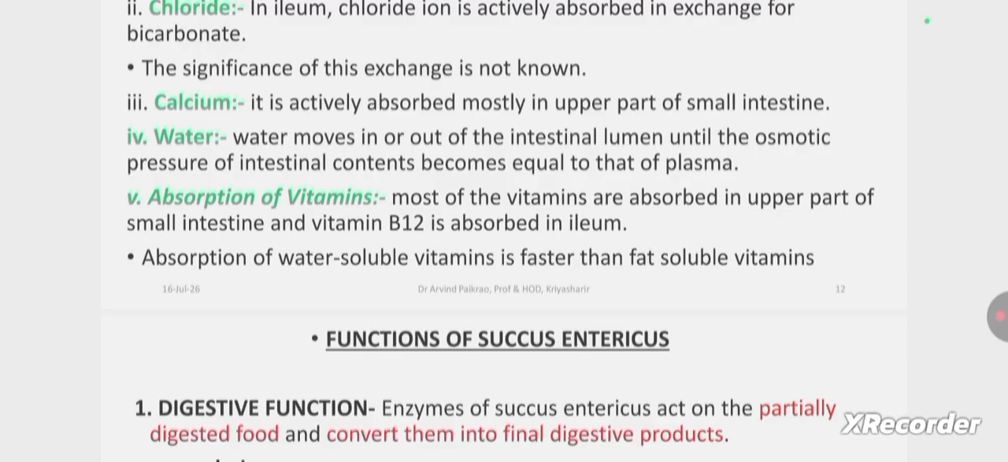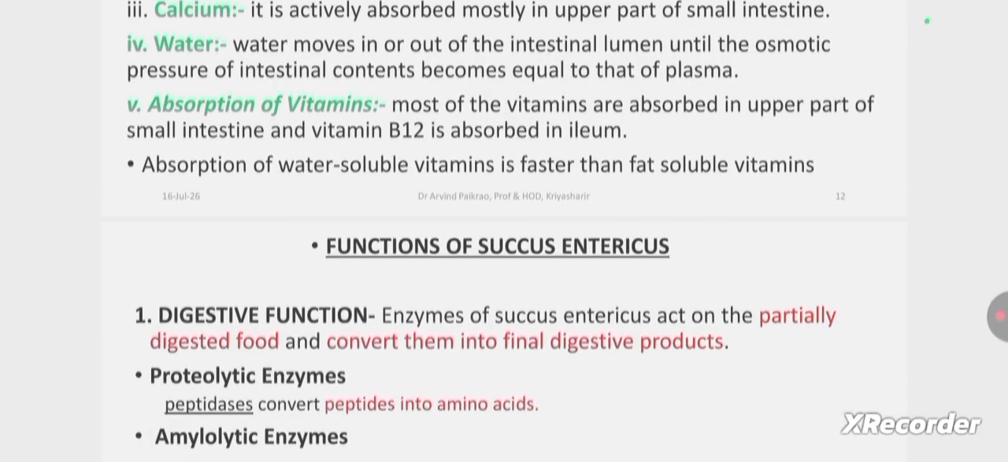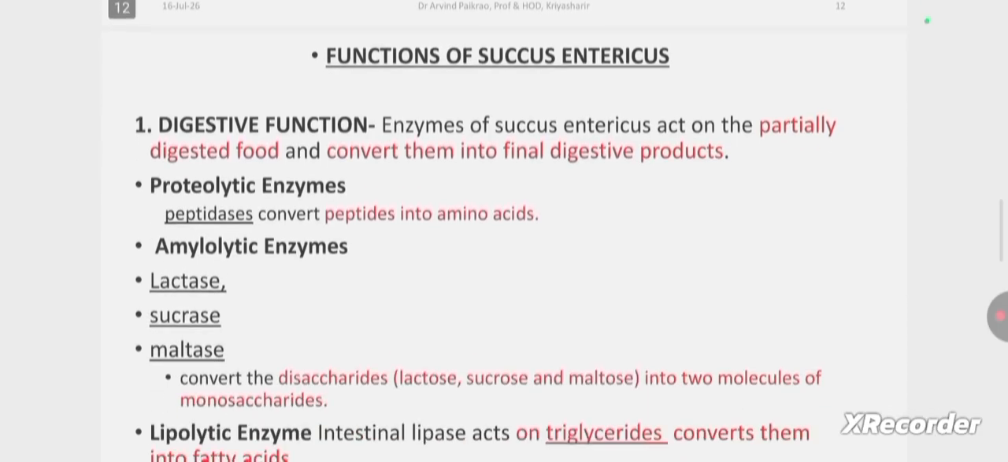So next is absorption of vitamins. All vitamins are absorbed in the upper part of the small intestine, and particularly vitamin B12 is absorbed in the ileum. An MCQ may appear like that. There is special absorption of vitamin B12 in the ileum. Absorption of water and water soluble vitamins is easier and faster than fat soluble vitamins. In that way absorption takes place.